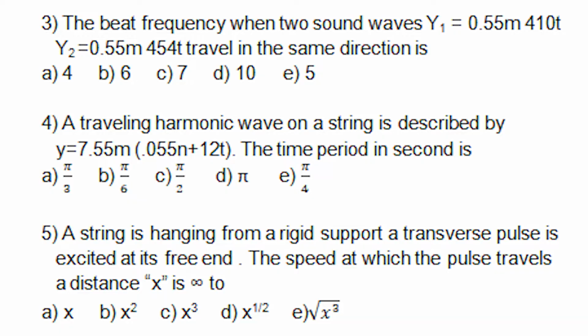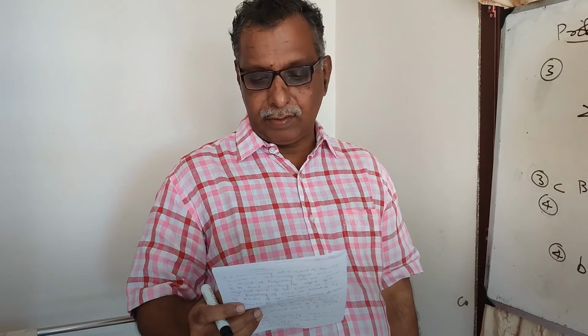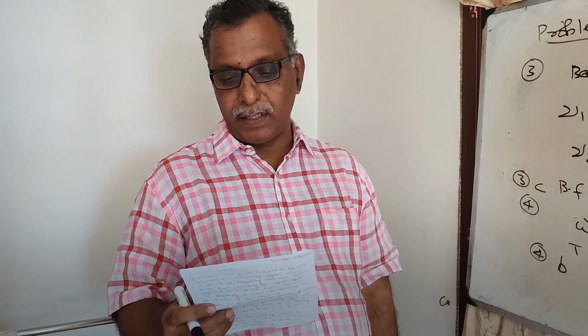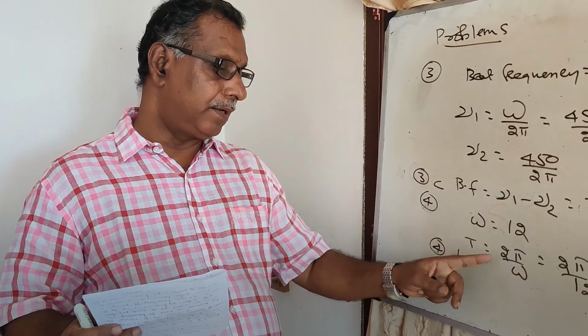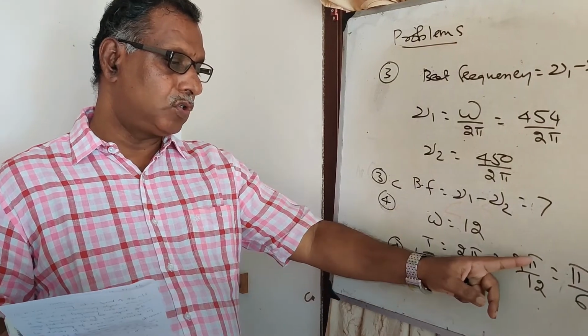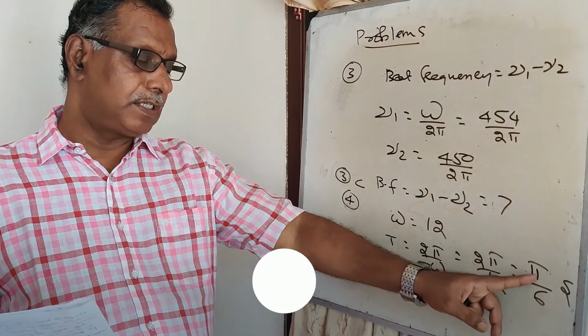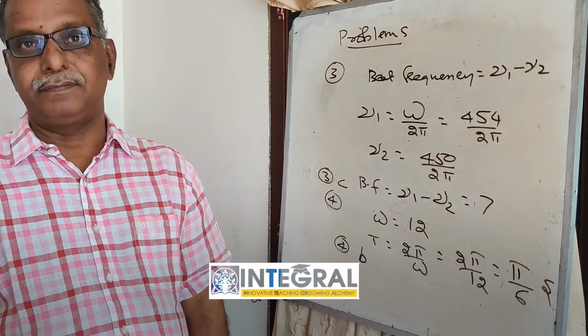Fourth question: a traveling harmonic wave on a string is described by y equals 7.5 sin of 0.005x plus 12t. The time period in seconds is? From that equation we can say that omega equals 12. Then period T equals 2 pi by omega, equals 2 pi divided by 12, equals pi by 6 second.